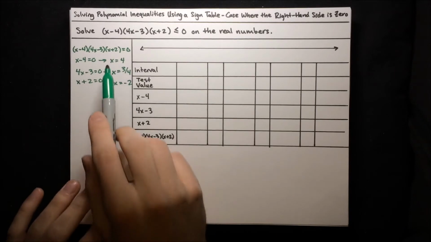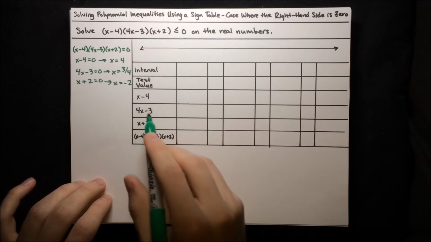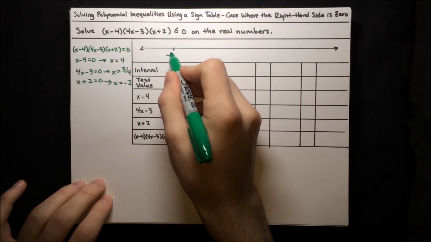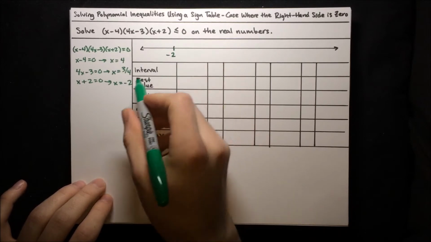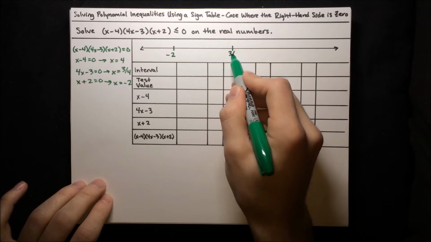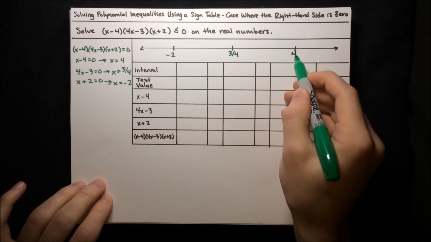Okay, so now that we've got our roots, let's plot these roots on a number line. So we'll have, how about the smallest one? -2 can go over here, -2, and then what's next? 3/4. We'll put that roughly over here, 3/4, and then the last one will be x is 4.